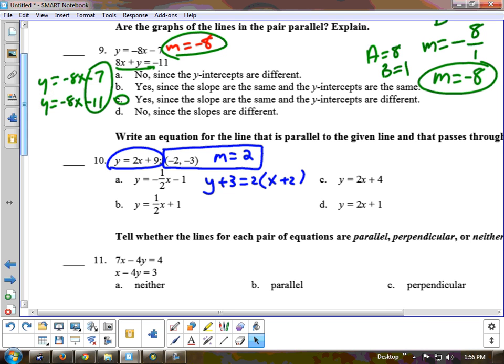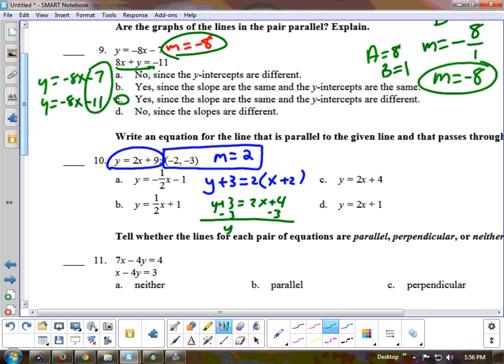Now, to get it to look like our answers, we need to distribute the 2. So I get y plus 3 equals 2x plus 4. Then bring the 3 over by subtraction, and finally we have y equals 2x plus 1. Okay, and that's the letter D, number 10.